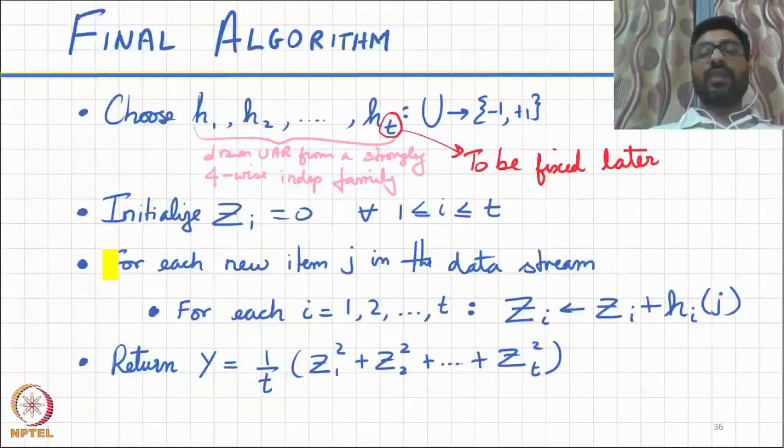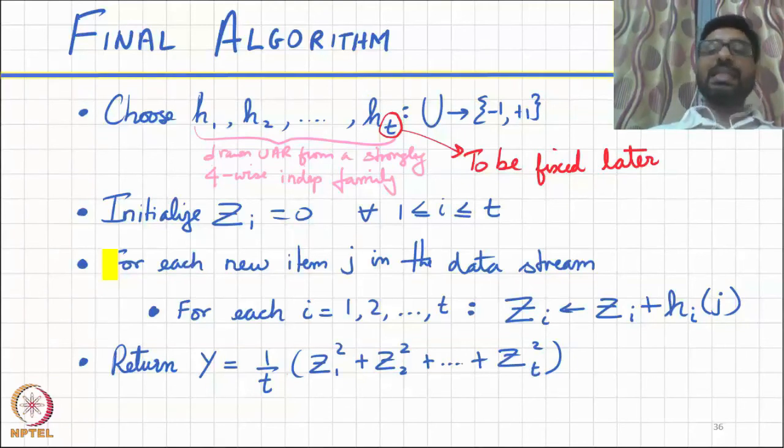Okay, so here's our final algorithm. So we're ready to state the final algorithm, and as you can imagine, this is simply the basic estimator just repeated in parallel several times. In particular, we're repeating it t times. And what is that exact value of t? That's going to be fixed later. And recall these hash functions h1, h2 up to ht are all drawn uniformly at random from a strongly 4-wise independent family, and these hash functions map the universe to either +1 or -1.